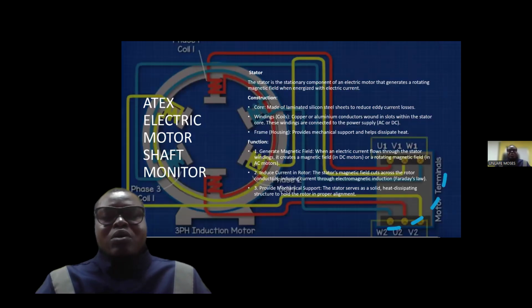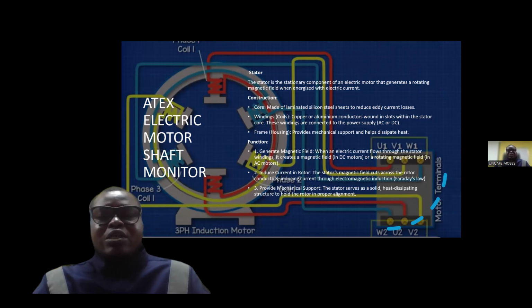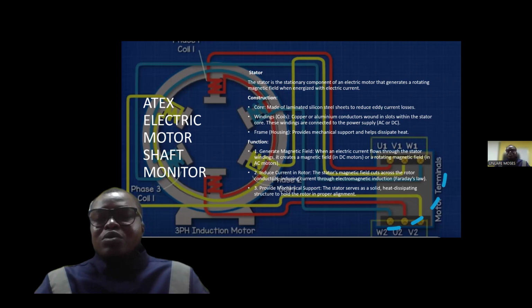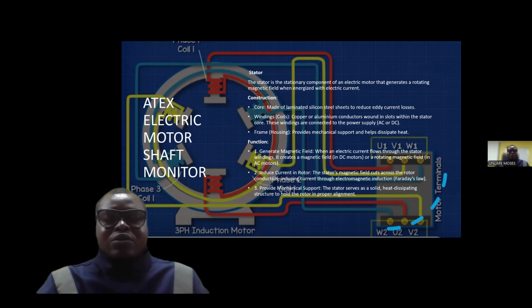We can't stop without talking about the stator. The stator is the stationary component of an electric motor that generates a rotating magnetic field when energized with electric current. And how is it constructed? The core. The core is made up of laminated silicon steel sheets to reduce the eddy current loss.